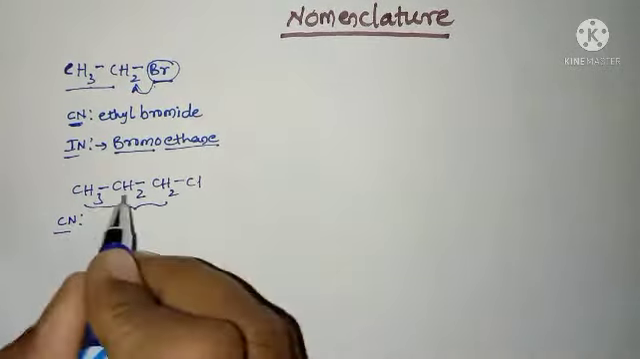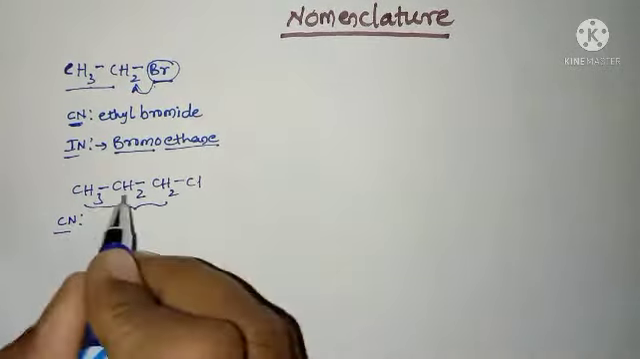And for the IUPAC name, you need to remember, in naming this type of compound, we first select the longest chain of carbon atoms. Here the longest chain is 1, 2 and 3, and we have to start the numbering from the carbon atom which is nearest to the halogen atom. So the IUPAC name of this organic compound is 1-chloropropane. Since 3 carbon atoms are there, the IUPAC name here is 1-chloropropane.